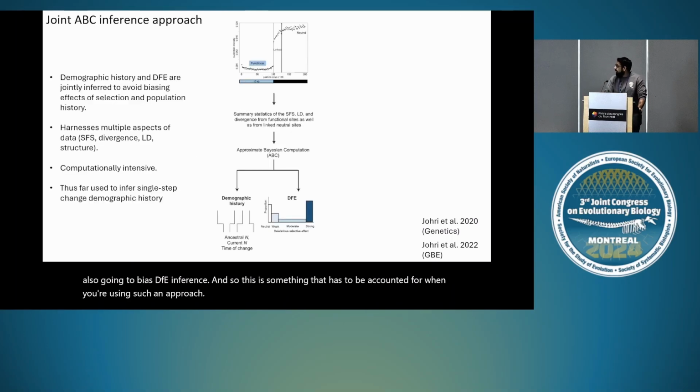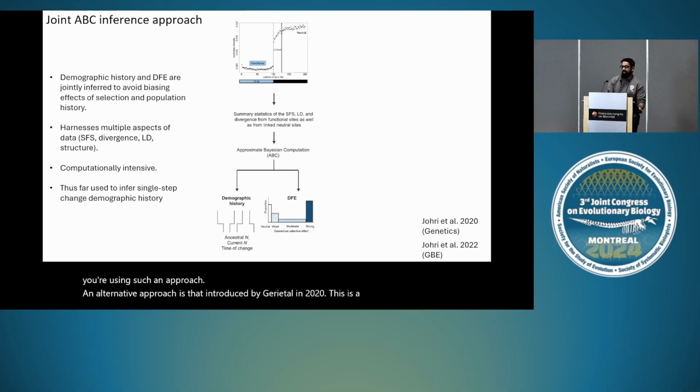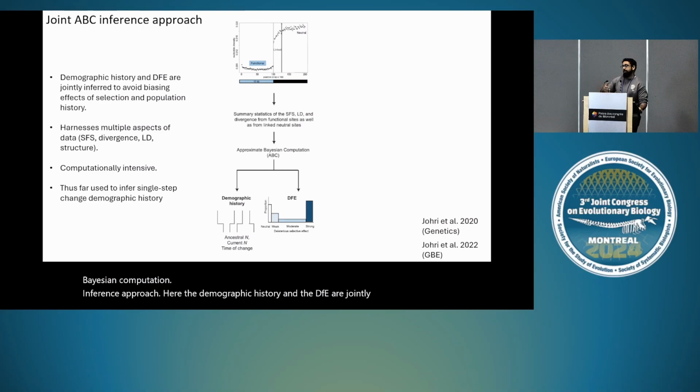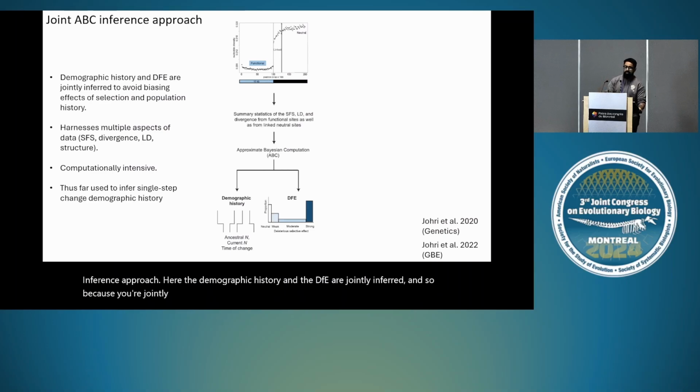An alternative approach is that introduced by Johri et al. in 2020. This is a joint approximate Bayesian computation inference approach. Here the demographic history and the DFE are jointly inferred, and so because you're jointly inferring the parameters, you're avoiding the biasing effects of selection and population history. And because you're using the approximate Bayesian computation framework, you can harness multiple aspects of the data, not just the site frequency spectrum, but also information on divergence, linkage disequilibrium, and population structure.